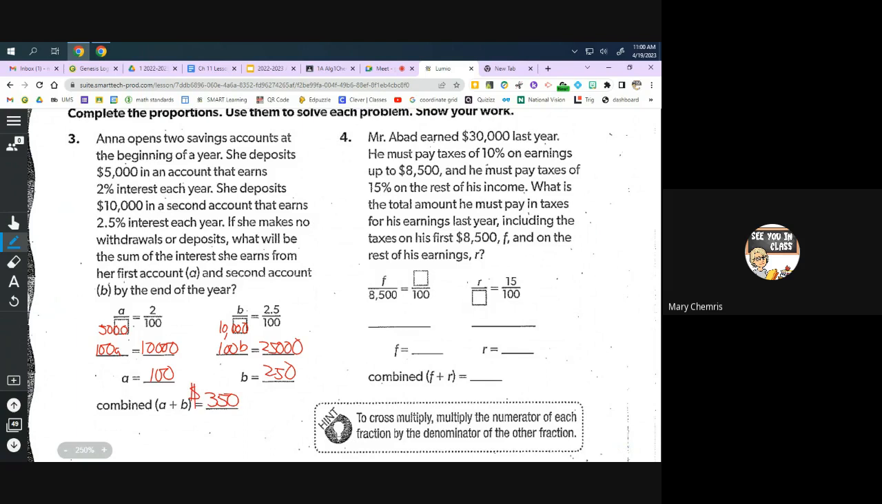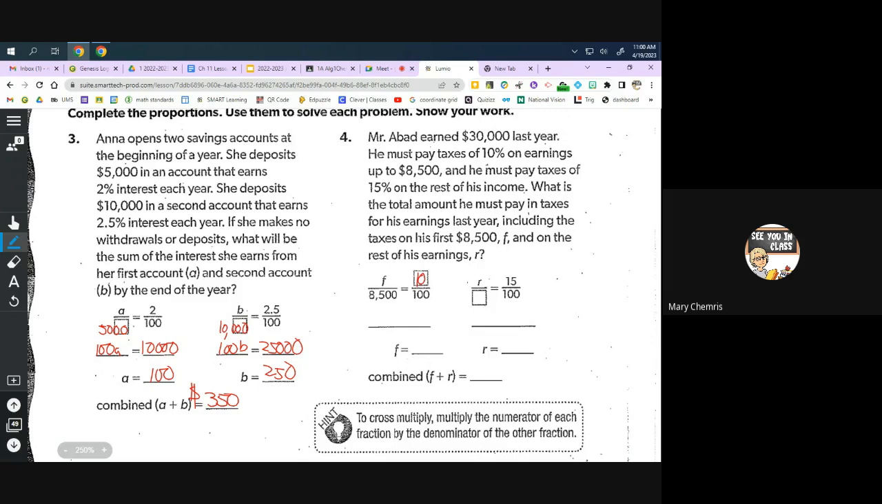Okay, the next one says Mr. Abad earned $30,000 last year. He must pay taxes of 10% on earnings up to $8,500, and then he pays 15% on the rest of his income. What is the total amount he must pay in taxes for his earnings last year, including the taxes on his first $8,500 and on the rest of his earnings? So on the first $8,500, he pays 10%. Then he pays 15% on the rest. And the rest would be if he has a total.